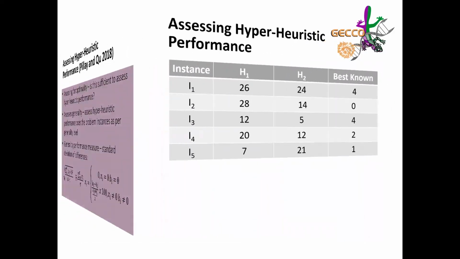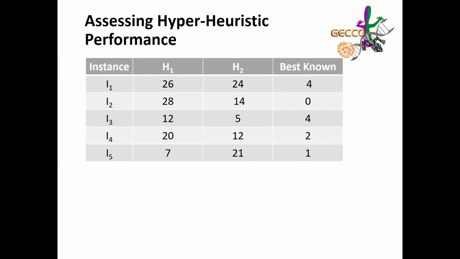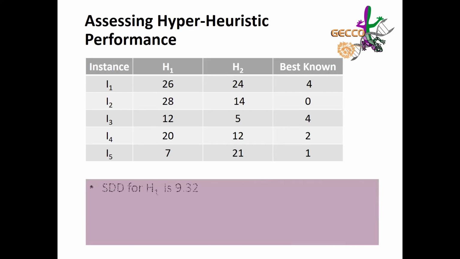Okay, so just to give you a very simple example, if those were our two hyperheuristics, and those are the values that they're trying to achieve, and we're trying to minimize, and we know those are the best known values that we've got. If we then work out our SDD for each one of them, H1 is 9.2. I'm not going to do the math. You can fiddle around with it later to see if I made any mistakes. And the SDD for H2 is 7.94.